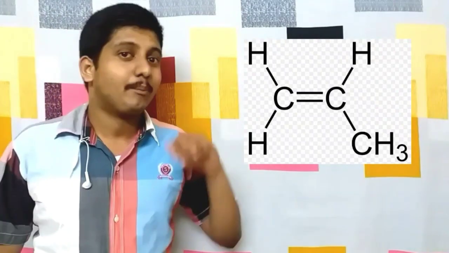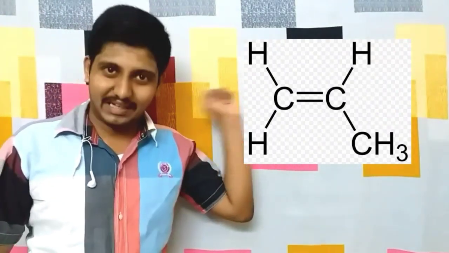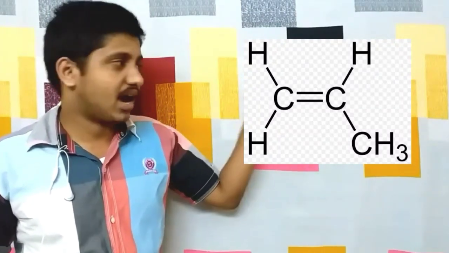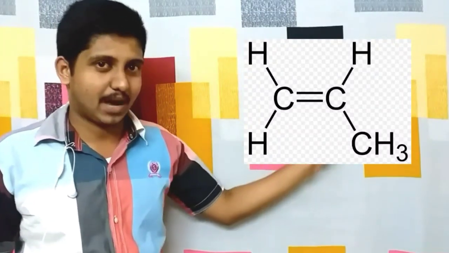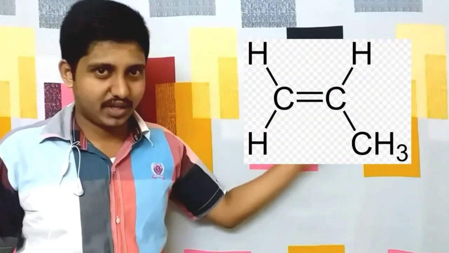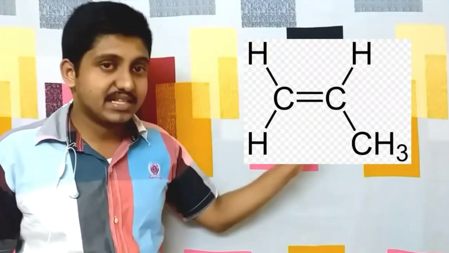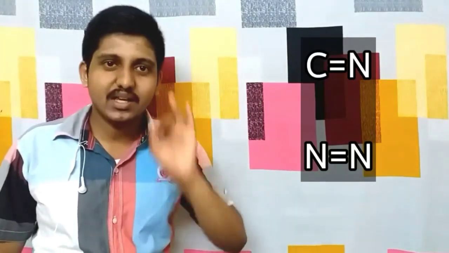For example, let's take the case of propene. In propene, we have two hydrogen atoms as the substituents for one of the double bonded carbon atoms. So it is having the same substituent and hence it won't show any kind of geometrical isomerism. These are the two essential conditions for exhibiting geometrical isomerism.